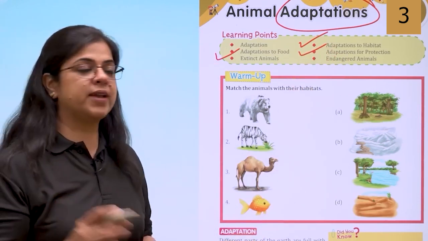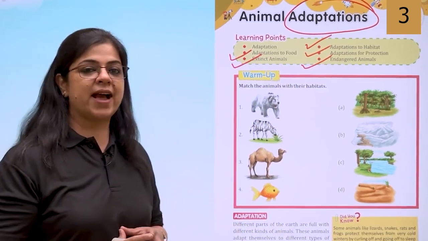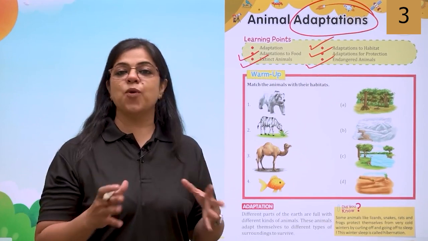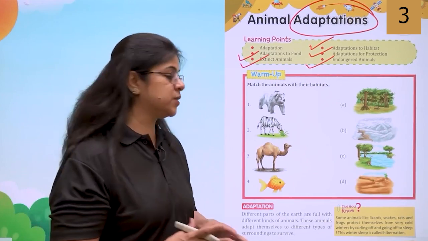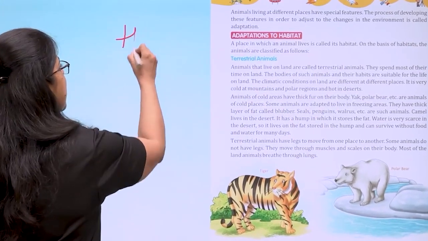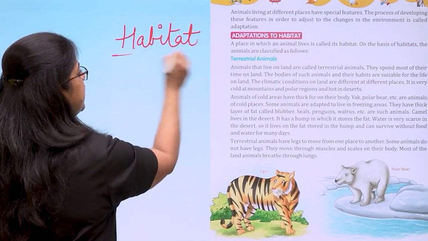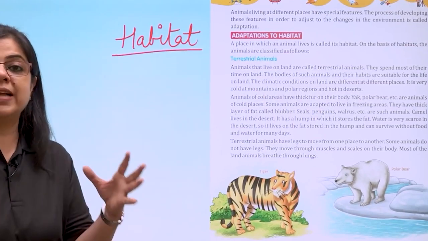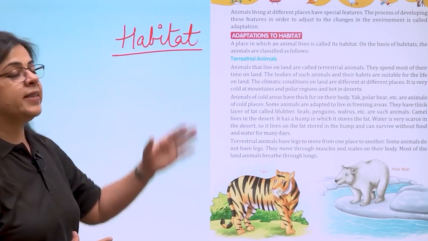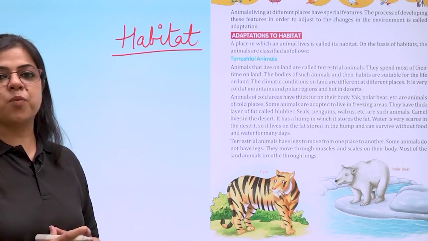Adaptations for protection, extinct animals and endangered animals. Let us now understand adaptations based on various habitat. As I just explained, what is habitat? Habitat is a place where an animal lives. Now, there are three different kinds of habitat. Let us take them one by one.